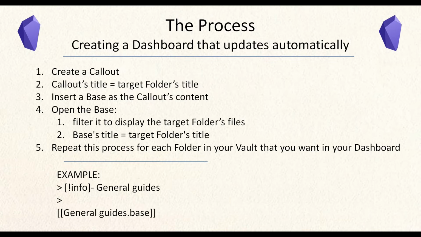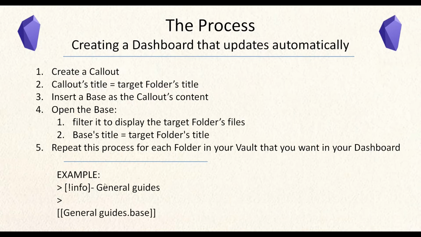We'll create a filter that limits the display in that base solely to the files in the folder that we're targeting. And again, to maintain consistency, we'll make the base's title be the same as the folder's title. So our callout title, our base's title, and our folder title will all be the same. This way we can keep track of what goes with what. And then simply repeat this process for each folder in your vault that you want to be in your dashboard.